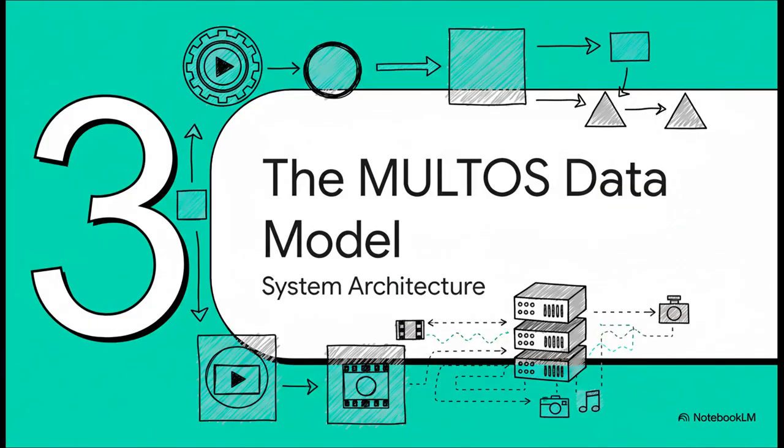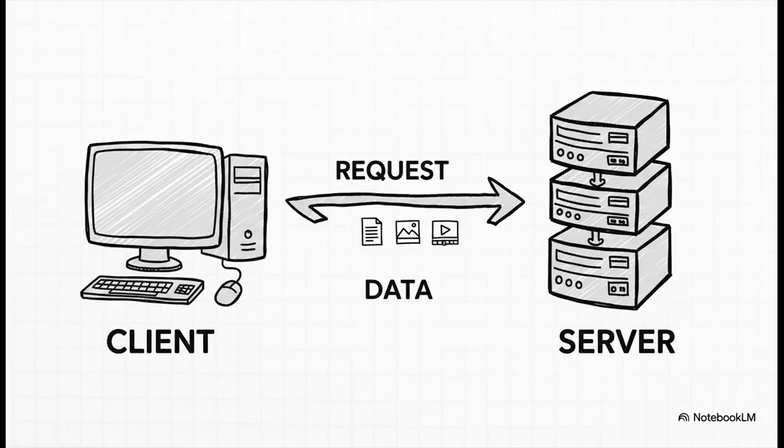Okay, so how did it actually work? What was the secret sauce? To understand that, we've got to look at the architecture behind the system. Let's dig into the MULTOS data model. So at its heart, it's a client/server setup. It's a pretty classic model, and for good reason. Just imagine, you're sitting at your desk. That's the client. It's the part you interact with. But all the real heavy lifting, the storing, the managing, the searching, that all happens on a central server in the background. Your client just sends a request, and the server does the work.